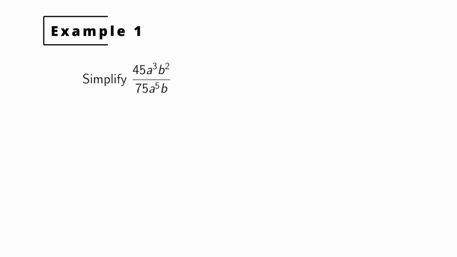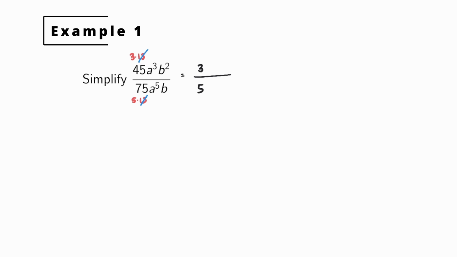Okay, we begin with the numerical factors in the numerator and denominator. 45 is 3 times 15. 75 is 5 times 15, and so we can cancel out that common factor of 15, leaving us with a 3 in the numerator and a 5 in the denominator. We move on to the second factor, a.